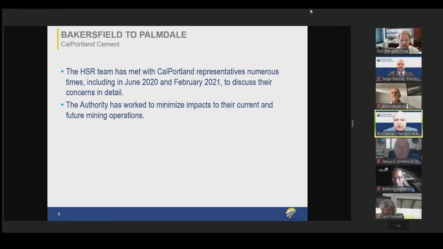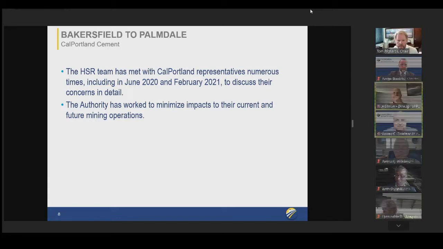We have met with Cal Portland numerous times, at least eight in total. These last two meetings were after the release of the draft, to discuss the comments they expressed in their comment letter on the draft. And we have worked to minimize our impacts on both their current and their future mining operations. Next slide.